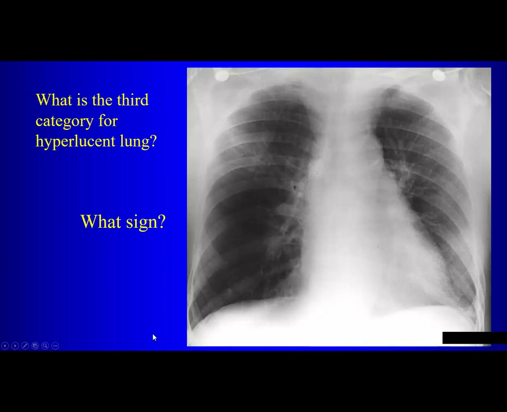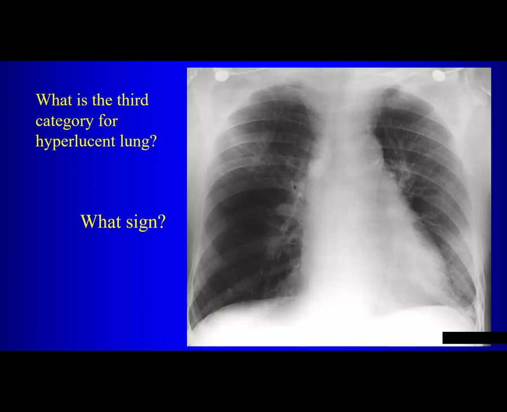Now there is a third category for hyperlucent. So here's an example from the third category. Notice that this time the right lung, especially this area here, is somewhat more lucent than the other side. But we've covered the first two categories, so soft tissue abnormalities, air trapping. The third category is what? Vascular etiologies? Yeah, diminished vascularity, which causes the lung to be more lucent. So what would cause that in this case, and what sign is demonstrated here? I mean, so there's decreased vascularity on the right.